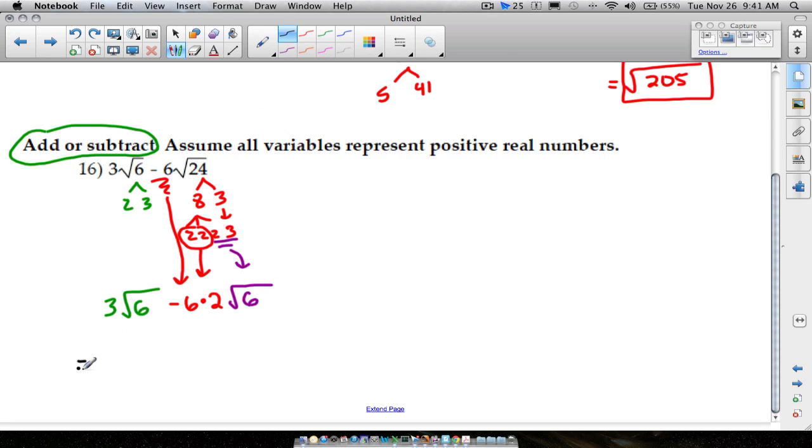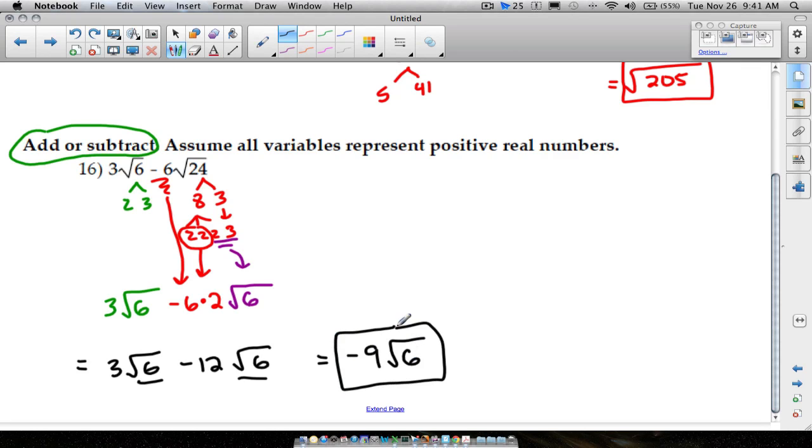So therefore from here we have 3 square root of 6, just bringing that down, minus 12. Make sure you multiply there. And then we have the square root of 6. Now we do have like radicals, so we can take 3 subtract 12, that gives us negative 9, and then we just bring that square root of 6 along for the ride. Combining like terms, combining like radicals, that means the same thing in this case.